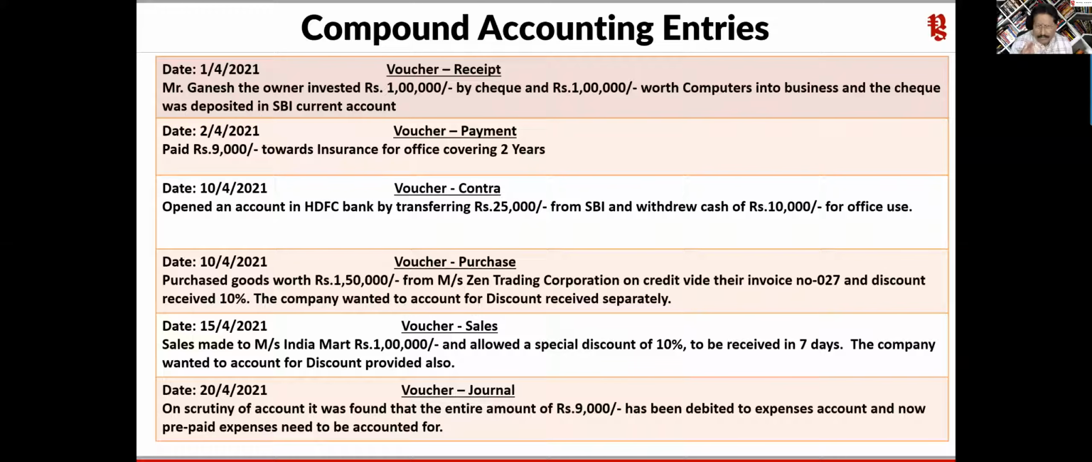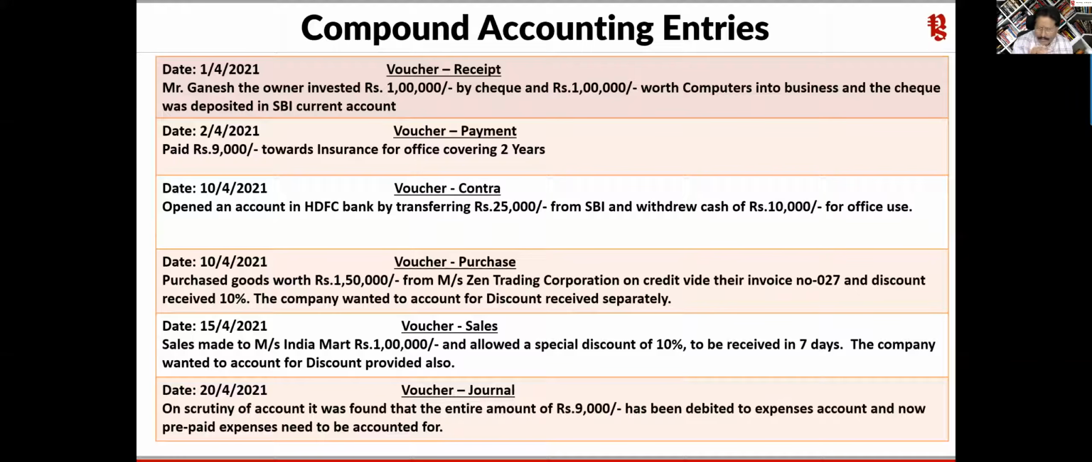The second one is a payment entry, which talks about a payment of 9,000 made towards insurance for the office covering 2 years. Then, coming to the contra entry, again there are two natures of account involved. If you read this transaction, it says: opened an account in HDFC Bank by transferring 25,000 from the existing current account, which is SBI, and they also withdrew 10,000 rupees for office use.